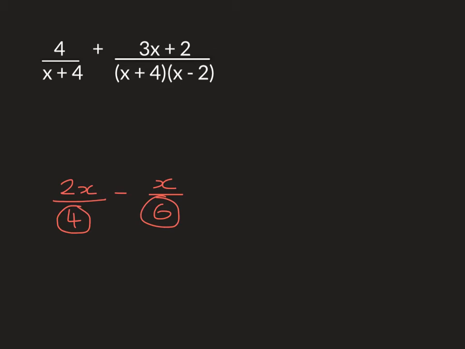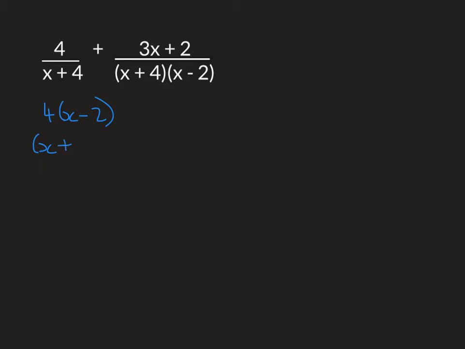Hopefully you can see it. I just need to get the denominators the same. Well, I've already got an x plus 4 as a factor of both denominators. So if I just multiply the first fraction by x minus 2, so 4 over x plus 4, multiply the bottom by x minus 2, now I've got the denominators the same.